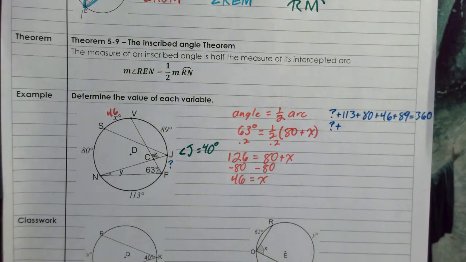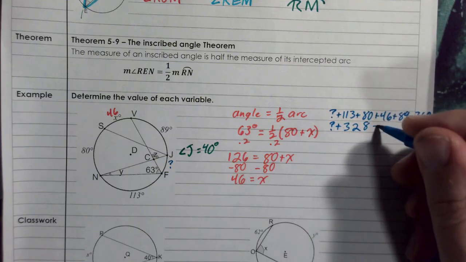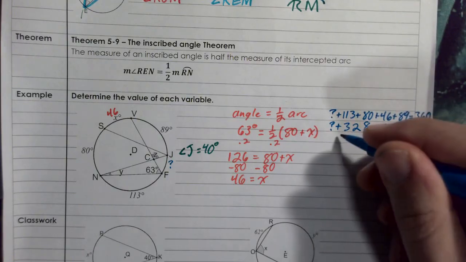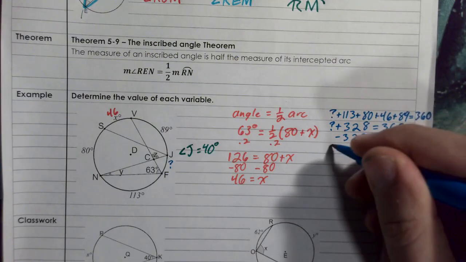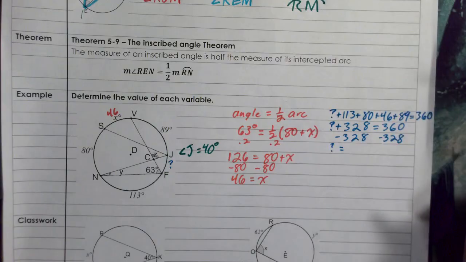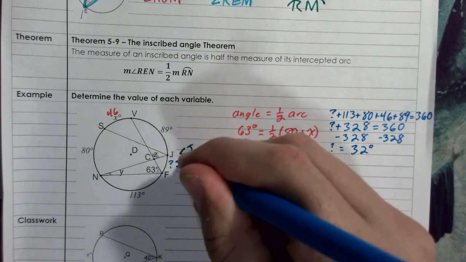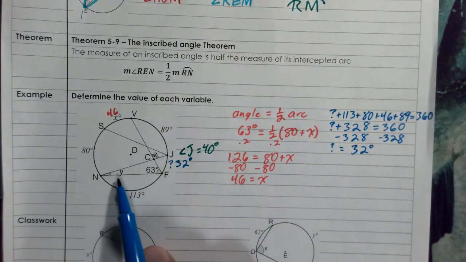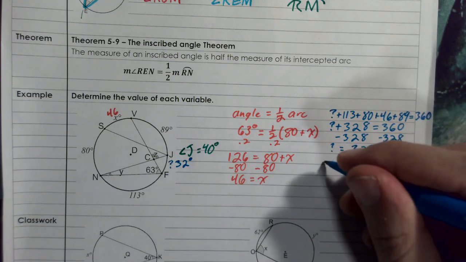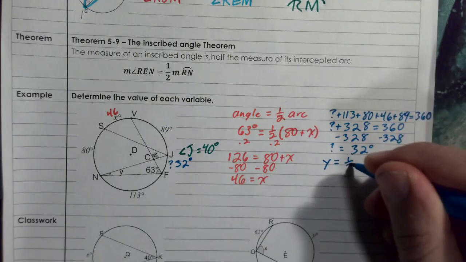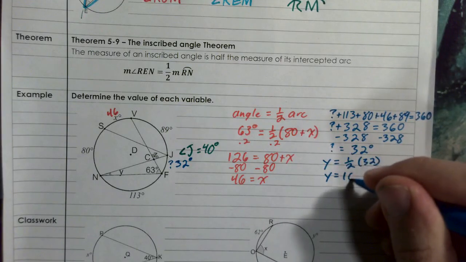So if I add all these up, I get 328 equals 360. So I could subtract that 328 from both sides. And that missing arc is going to be 32 degrees. Great. So if that is 32 degrees, then this angle has to be half of the arc. So y has to equal half of 32. So that means y has got to be 16 degrees.